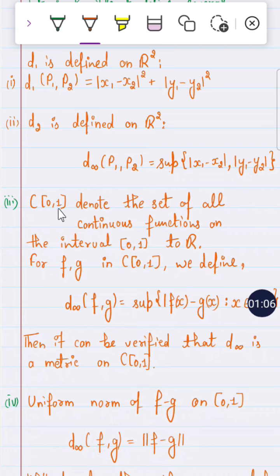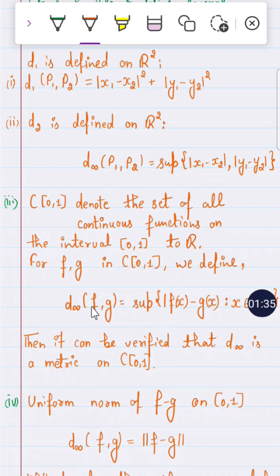Now C of closed interval 0, 1 denotes the set of all continuous functions on the closed interval 0, 1 to R. This space is called the set of all continuous functions. Okay, so if there are all continuous functions, we take f, g as functions, not as an element. Okay, x1, x2, not this type of thing.